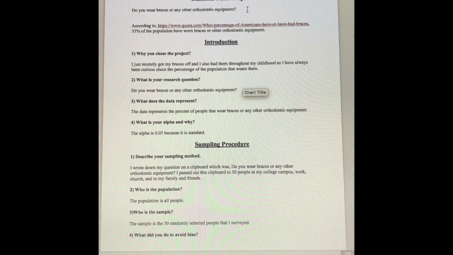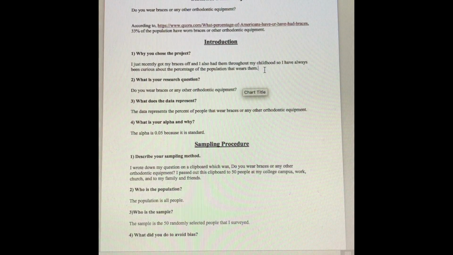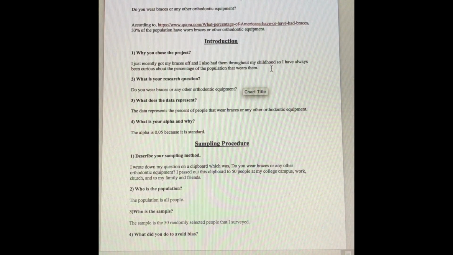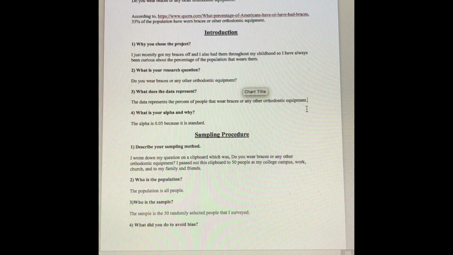This is my final statistics project. My question was, do you wear braces or any other orthodontic equipment? I chose this question because I just recently got my braces off, and I've always been curious about the percentage of the population who wears braces. The data was the percent of people who wear braces or any other orthodontic equipment.